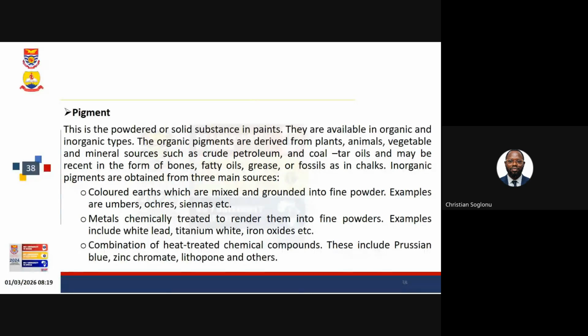So those are made from industries. Those are synthetic pigments. Those ones are mixed from getting those chemicals and all those stuff. And the organic ones are the ones we obtain from plants and animal remains and other stuff.